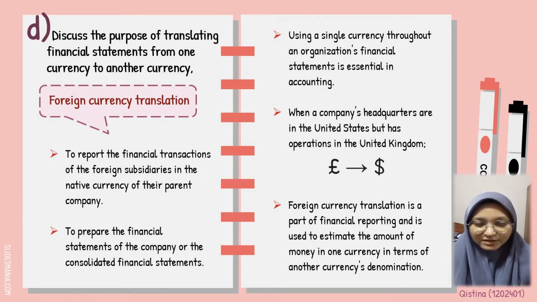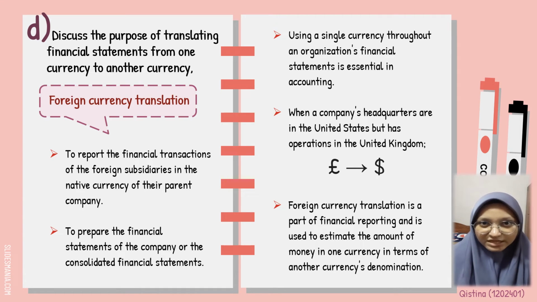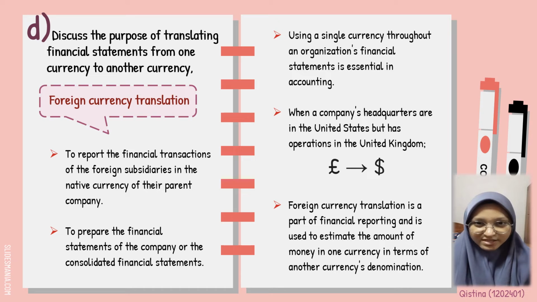So for example, when a company's headquarters are in the United States but it has operations in the United Kingdom, it must convert the British pound to the US dollar. In general, there are three stages of the currency translation process. First, determine the currency that the foreign entity used in its business operations. Secondly, transpose the foreign entity's financial statements into the currency used by the domestic organization. And thirdly, record the profits and losses from the currency translation.